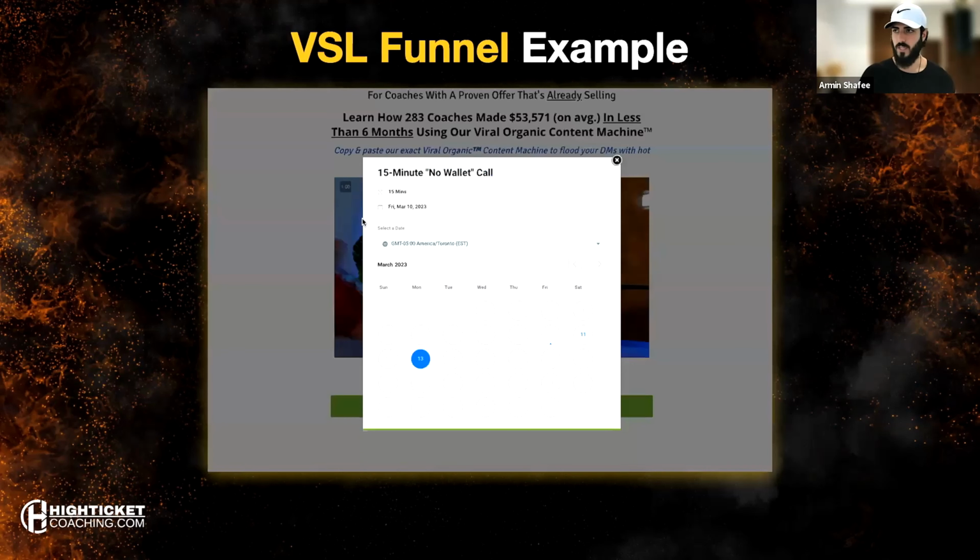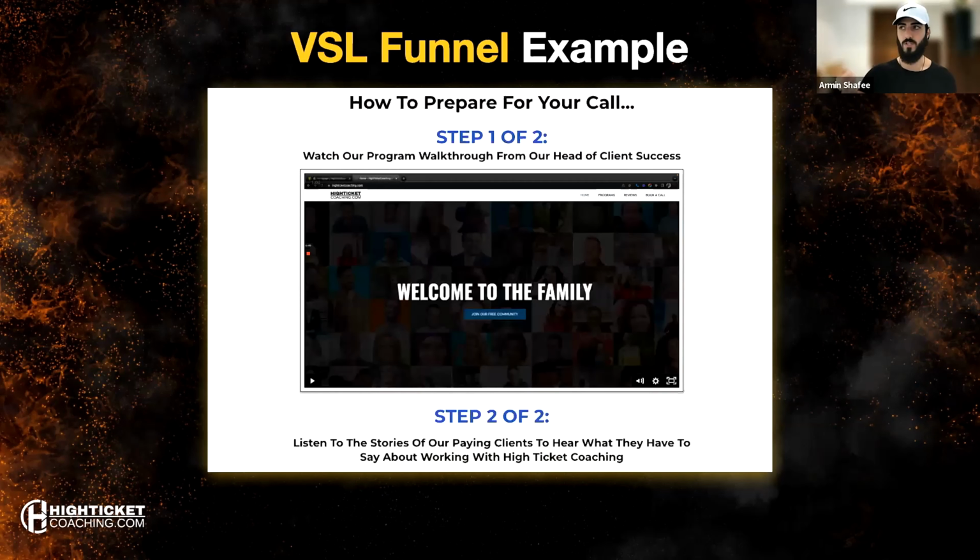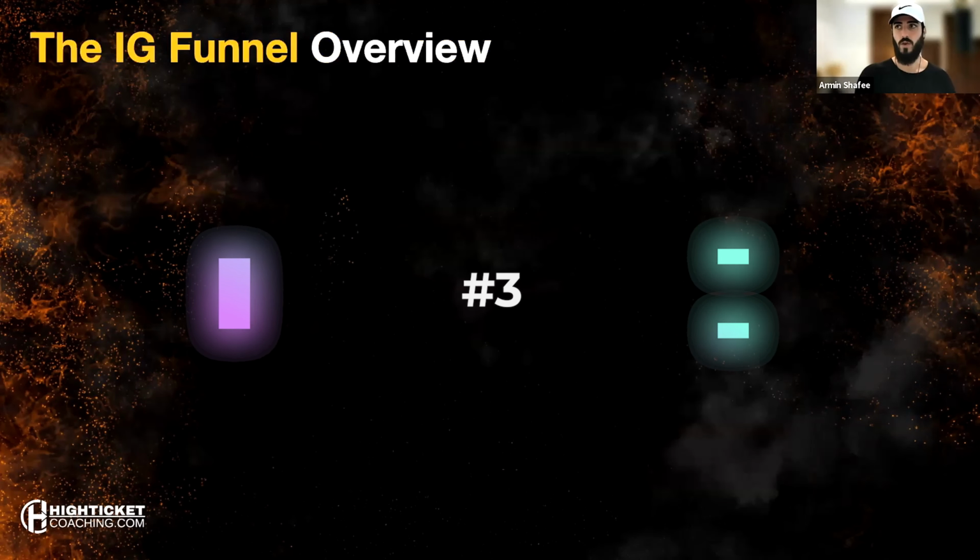Then once they do that, they click that. It shows the calendar, they fill out the application, and then they go to the homework page. This is an example of a homework page that we have right now. Step 1 of 2, watch our program walkthrough, which is pretty much us going through what they get. And then step 2 below here, which you don't see, is a bunch of client testimonials, client interviews I've done. So this is a normal homework page. That's the VSL funnel overview, okay?